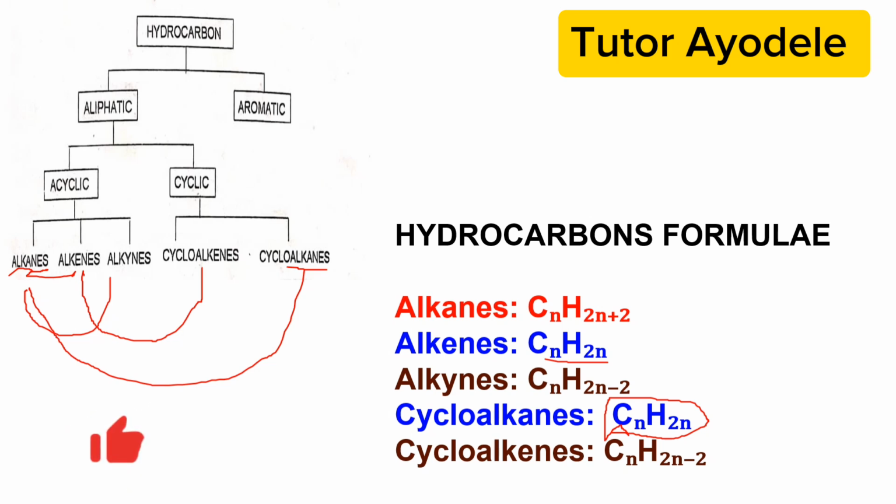So alkenes has the same formula with cycloalkanes, while alkynes has the same formula with cycloalkenes. You can see it here. But don't forget the tips I showed you.